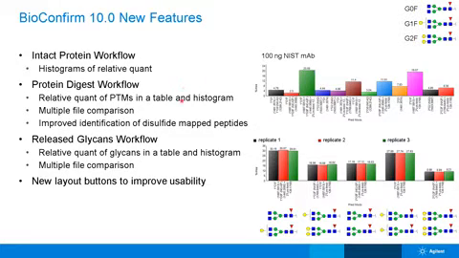The release glycan workflow now allows you to do relative quantitation of your glycans in a table or histogram format, and allows you to compare multiple files. There are also new layout buttons to improve the usability of switching between these three workflows.